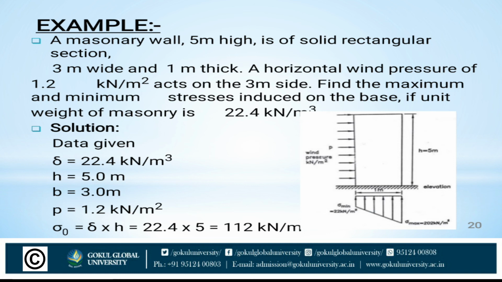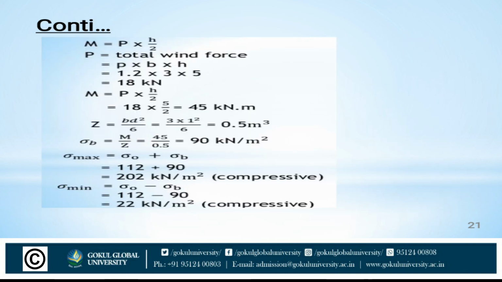We know the equation, so sigma 0 is 112 kN per meter square. So M is equal to P multiplied with H by 2. So P is our total wind force, so we identify P: p multiplied with B multiplied with H. So we got 18 kN. Then after we got the M, then after we got the Z, it is b d square by 6. Sigma b is equal to M by Z. Then after we know the equation, sigma max is equal to sigma 0 plus sigma b, and sigma minimum is equal to sigma 0 minus sigma b.